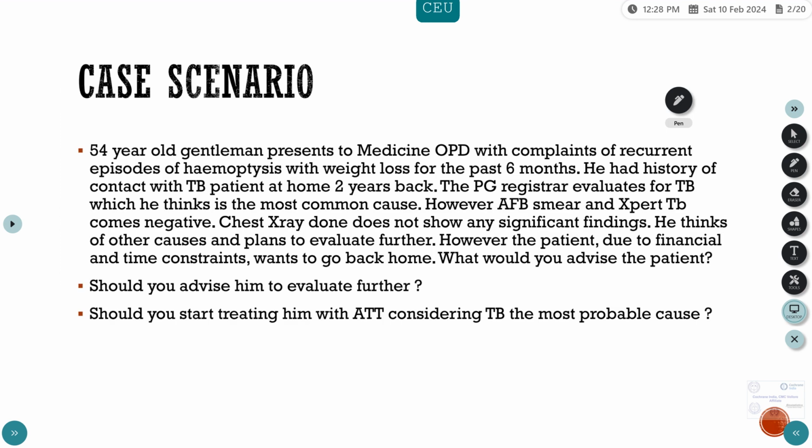A 54-year-old gentleman presents to medicine OPD with complaints of recurrent episodes of hemoptysis with weight loss for the past 6 months. He had a history of contact with a TB patient at home 2 years back. The PG resident evaluates for TB, which he thinks is the most common cause. However, AFB smear and Xpert TB sputum come back negative, and the chest X-ray does not show any significant findings. So he thinks of other causes and plans to evaluate further.